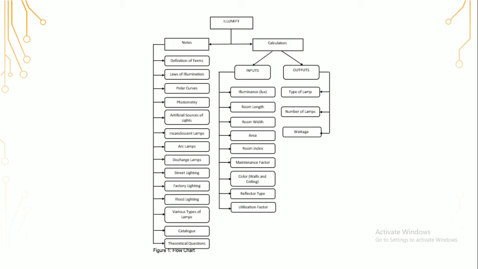Calculation part, there is an input and an output. The inputs are the illuminance, the standard illumination level of a standard room, room length, room width, area, room index, maintenance factor, the color reflection factor of walls and ceiling, reflector type, and utilization factor. The output includes the number of lamps, its type, and wattage.